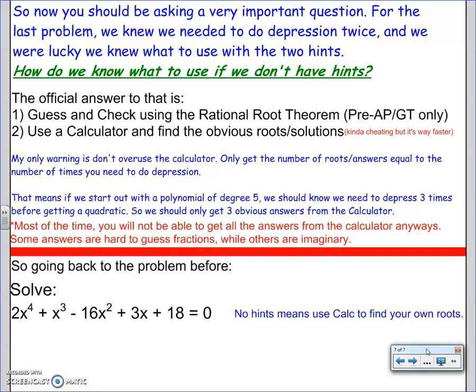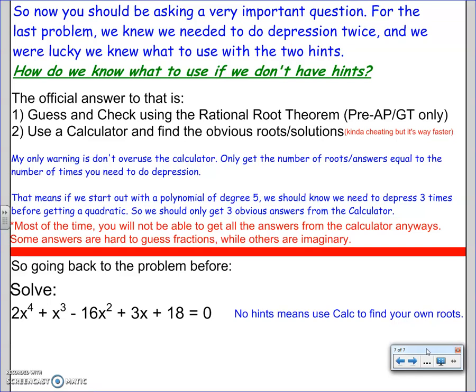So the official answer to that is use the guess and check using the rational root theorem, which is for pre-AP GT only, which is on a different video. Or two, use a calculator and find the obvious roots or solutions. This is a little cheating, but it's a lot faster and everyone can do it, regular and pre-AP. My only warning is don't overuse the calculator. Only get the number of roots or answers equal to the number of times you got to do depression.